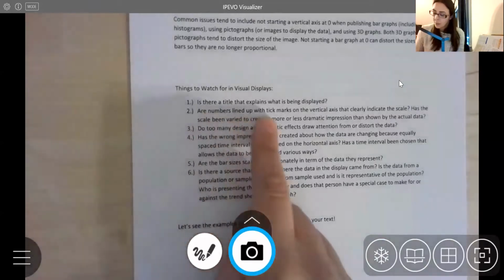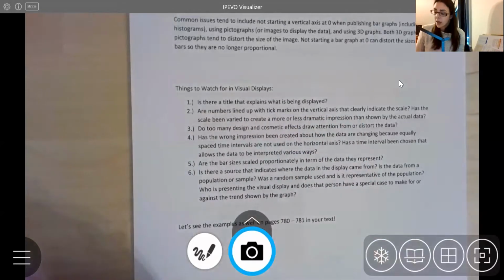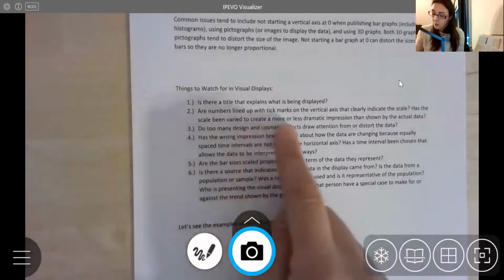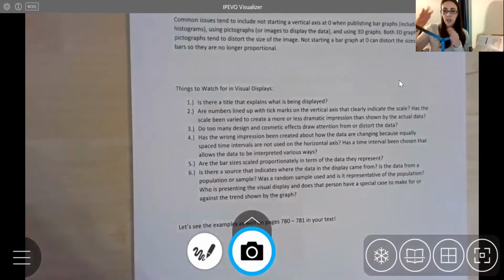Are the numbers lined up with the tick marks on the vertical axis that clearly indicate the scale? Has scale been varied to create more or less dramatic impression than shown by the actual data? So first of all, do you actually have tick marks, right? In the last picture we showed with the houses, there was no scale at all. And in the pictures we showed before that with the poverty rate, one of them was really distorted to make the graph look like there was a lot of change, and the other one was distorted to make it look like there was no change. So you should not be distorting your axes.